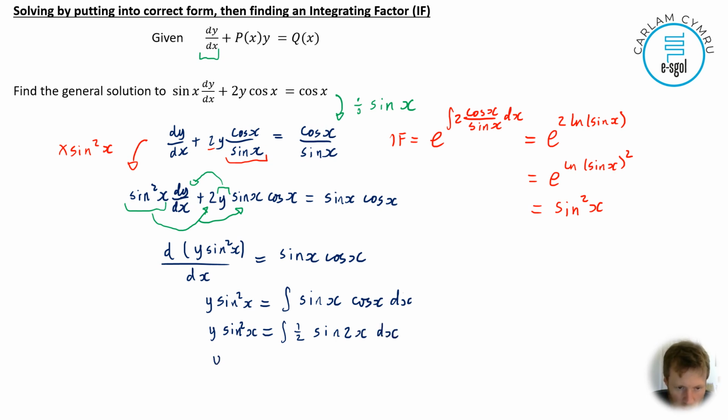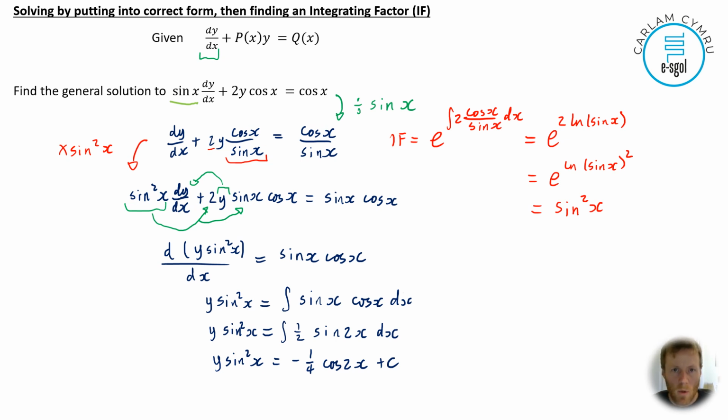And if we integrate that, we should get y sine squared x equals -1/4 cos 2x plus c. Okay, so that's a slightly harder one. Firstly, because you have to make sure that your question is in the right format. We had a sin x here and we didn't want it there. And then it's a little bit more awkward dealing with the trig functions.